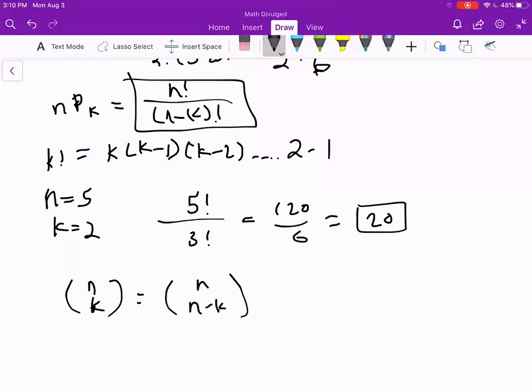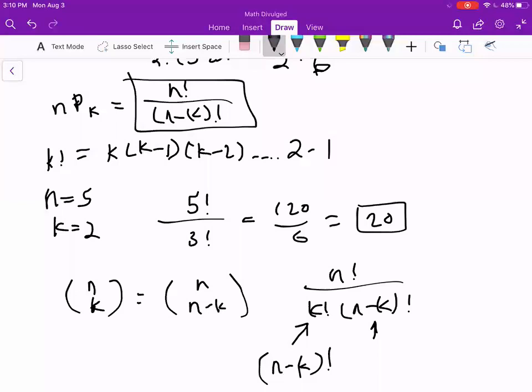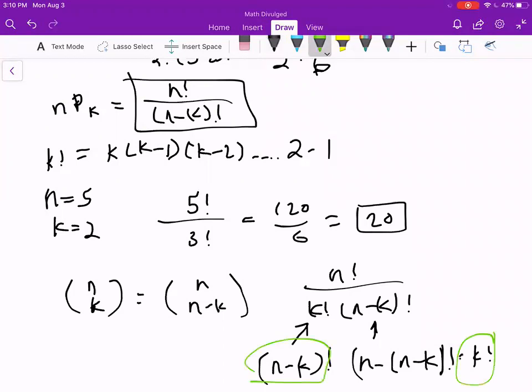And some of you may know this already, but the reason for this is because if we go back to the formula, n choose k is n factorial over k factorial times n minus k factorial. If we replace the k with n minus k, then we just get n minus k factorial here, and this would be n minus k factorial, and this is just equivalent to k factorial. So again, we have our k factorial, our n minus k factorial.